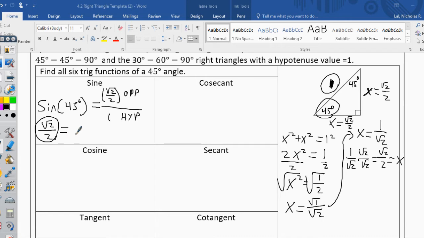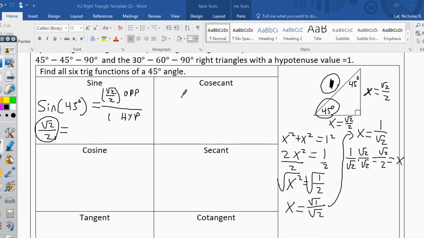That's equal to the sine of 45. Anything divided by 1 is itself. So that's why it's helpful to have a hypotenuse of 1, because it makes that division pretty easy.